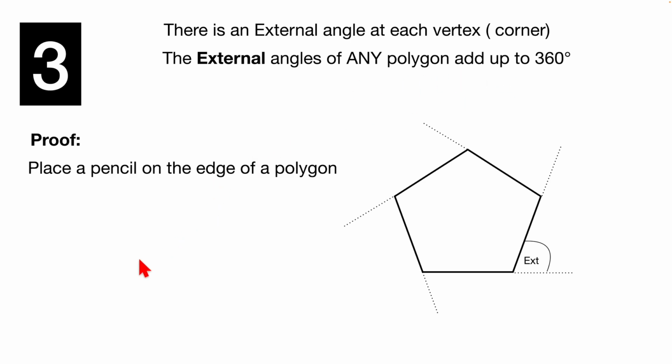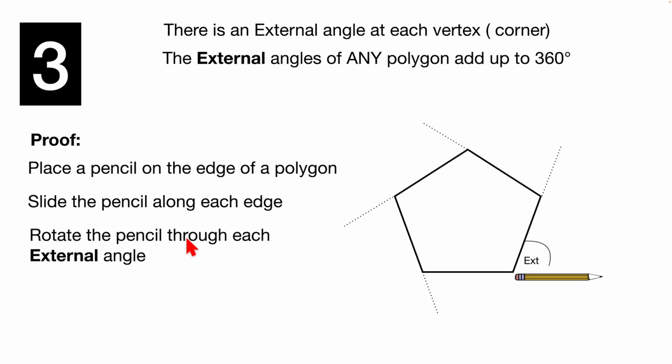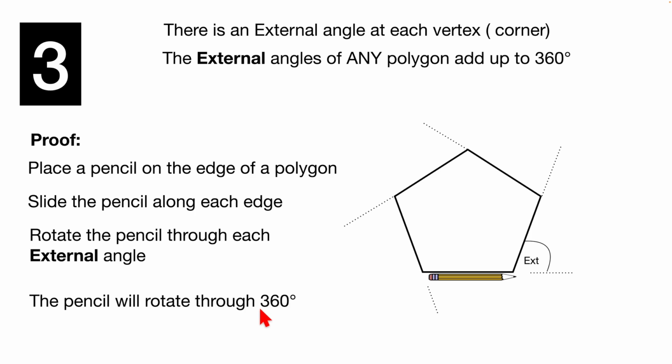So here's a proof. Place a pencil on the edge of a polygon. There's a pencil. Slide the pencil along each edge. It slid along the edge. Rotate the pencil through each external angle. And there's the external angle. I'm rotating it, I'm sliding it, I'm rotating it, slide it, rotate, slide and rotate. The pencil will rotate through 360 degrees.